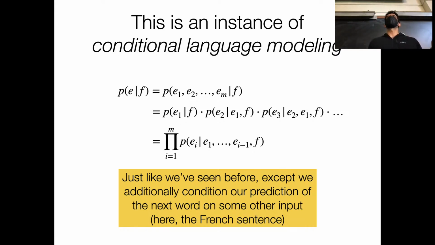And it's exactly the same as what we've seen up till this point. You just add some more things in the chain rule to condition on. So if I wanted to produce these English tokens, E sub 1, E sub 2, and so on, conditioned on F, the French sentence, the chain rule decomposition is just the product of the conditional probabilities, where all of these conditional probabilities are additionally conditioned on the entire French sentence, as well as the previous English words in the sentence that you're producing. So just like what we've seen before, you're just conditioning on the French sentence as well.